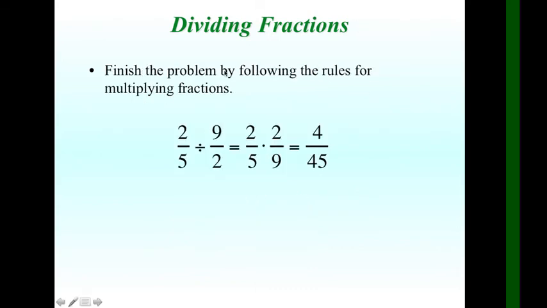Nakuha ba? Now, let's have an example for this. Okay. Finish the problem by following the rules for multiplying fractions. So, in this portion, we have 2 over 5 divided by 9 over 2. So, it is 2 over 5 multiplied by 2 over 9. So, as you can see in this problem, ang nangyari, yung second term natin ay kinuhanan natin ng reciprocal or we flip the numbers. So, we have 9 over 2 became 2 over 9. And we change the sign into a multiplication sign. So, 2 times 2 is 4 and then 5 times 9 is 45. So, this will be our answer for this particular example.